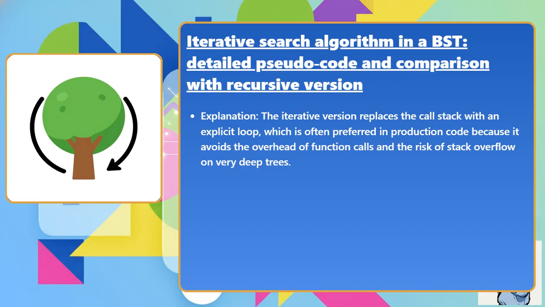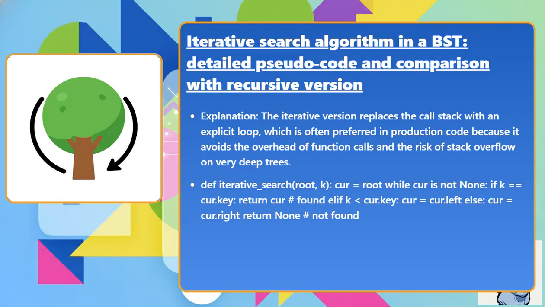The iterative version replaces the call stack with an explicit loop, which is often preferred in production code because it avoids the overhead of function calls and the risk of stack overflow on very deep trees. Define iterative search with parameters root and k. Set cur to root. While cur is not none, if k equals cur.key, then return cur. Else if k is less than cur.key, then set cur to cur.left. Else set cur to cur.right. After the loop, return none.